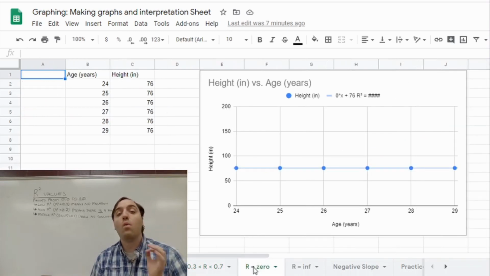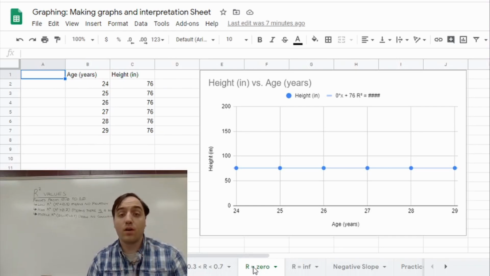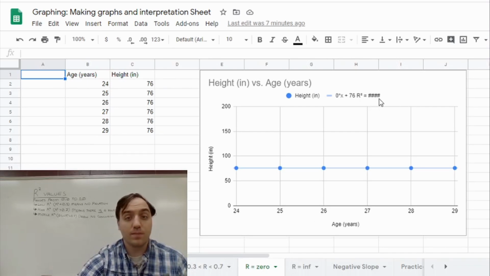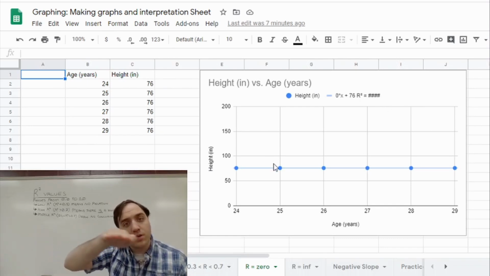Case one, when your r squared is 0. The problem with r squared equals 0 is that computers don't calculate it well, so you need to be able to visually identify it. Here, it just says number, number, number. But r squared of 0 means you have a perfectly flat horizontal line.